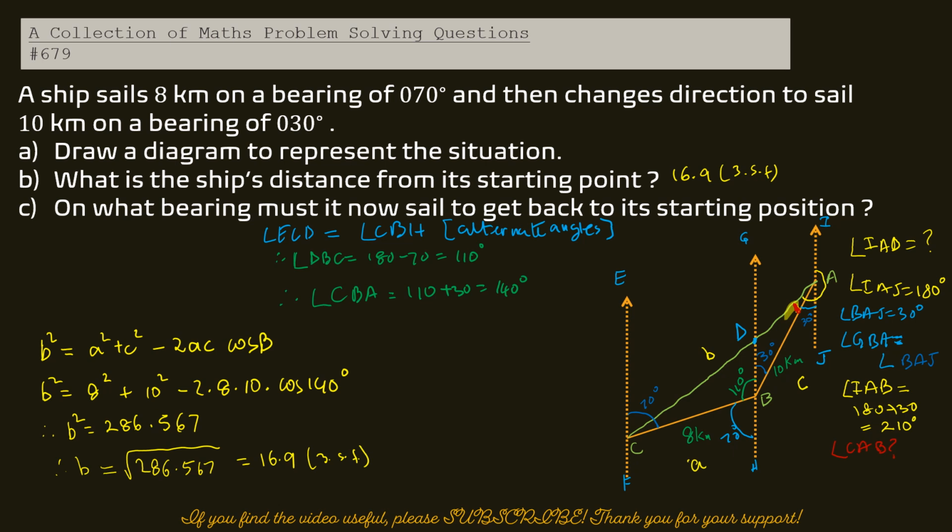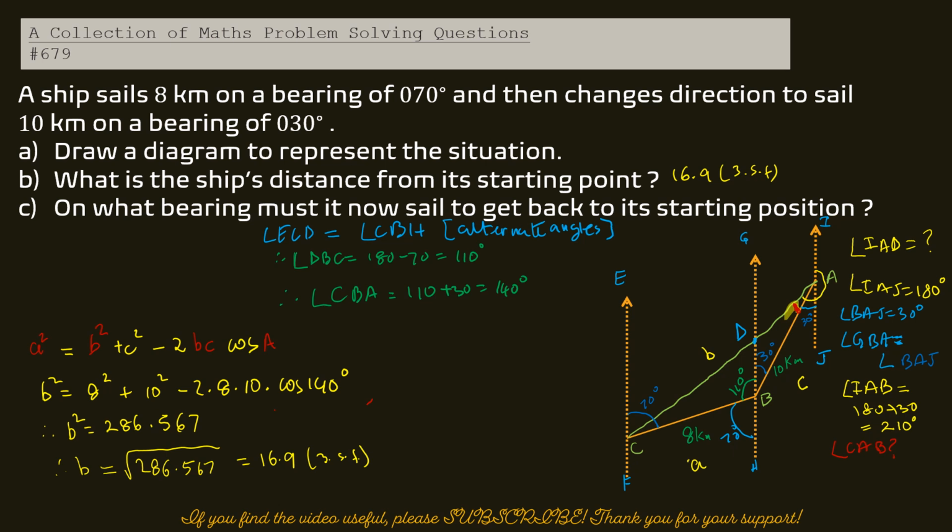I will do that. We can use the same formula, but instead of B I'm going to have A. So I am going to use A squared equals B squared plus C squared minus 2BC cos A.